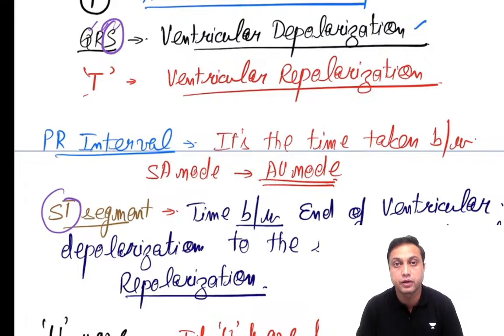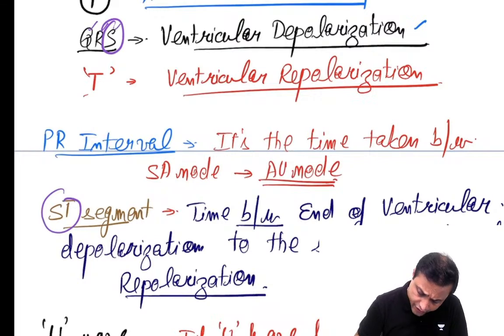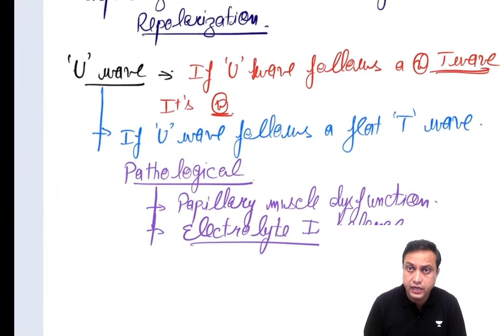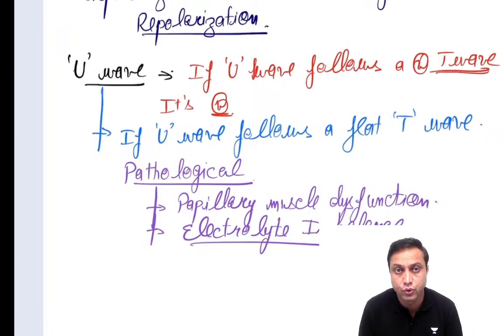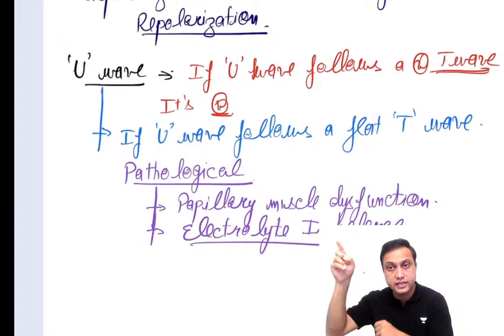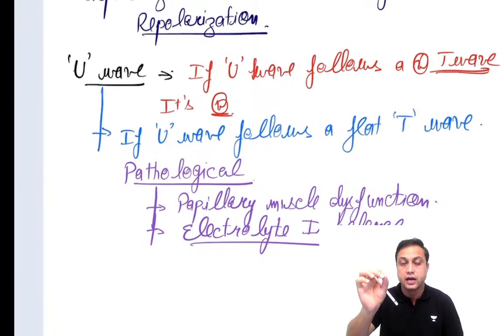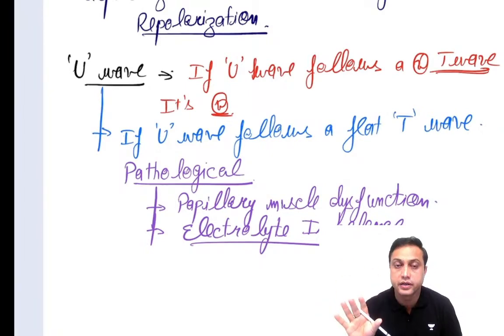Then in the end, we will have ventricular repolarization. T wave means what, beta? Ventricular repolarization. We have also discussed a wave which is basically seen, and from the examination point of view, this wave is also important. That is called what wave? U wave. If a U wave is following a normal T wave, do remember this: if you see P, QRS and T, a normal T wave, and after the T wave you are seeing a U wave, consider it normal.